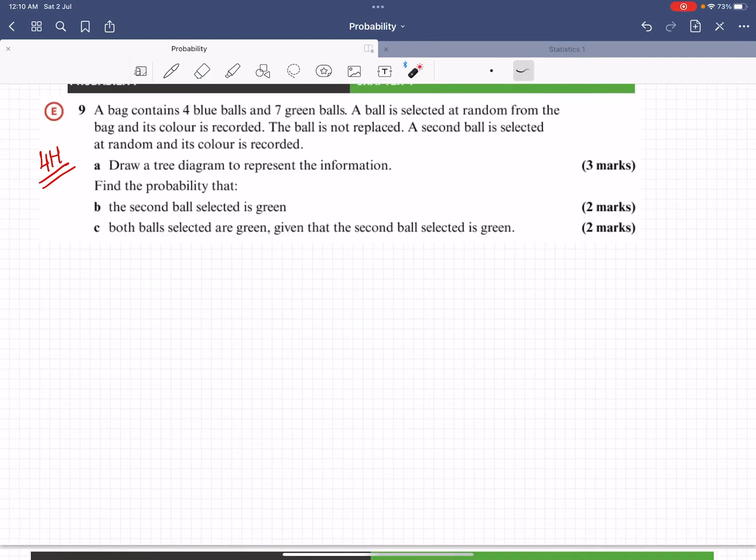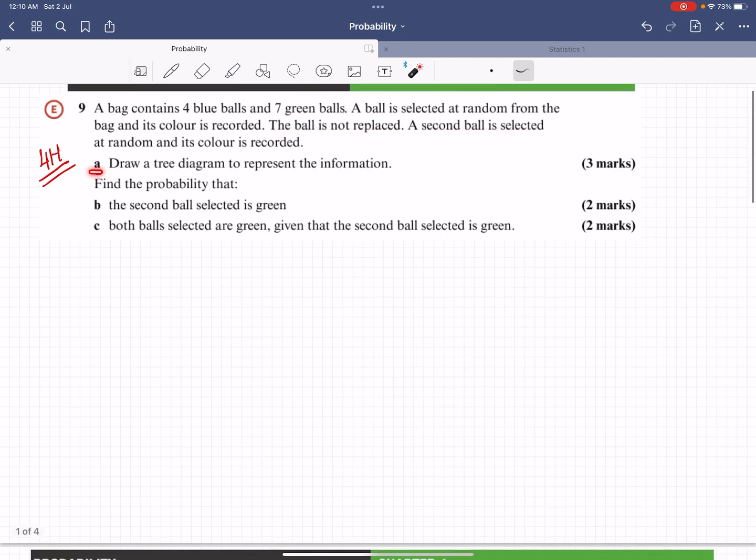Exercise 4H, question number 9. A bag contains 4 blue balls and 7 green balls. A ball is selected at random from the bag and its color is recorded. The ball is not replaced. A second ball is selected at random and its color is recorded. Draw a tree diagram to represent this information.